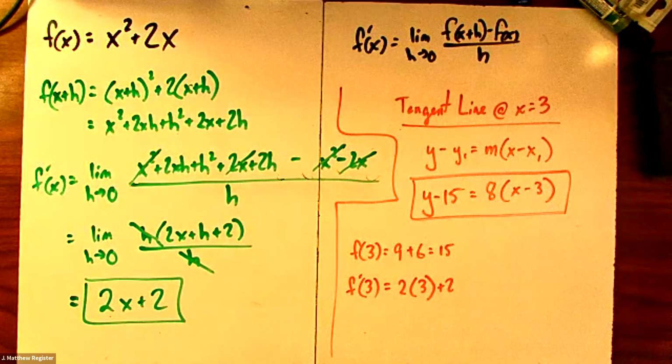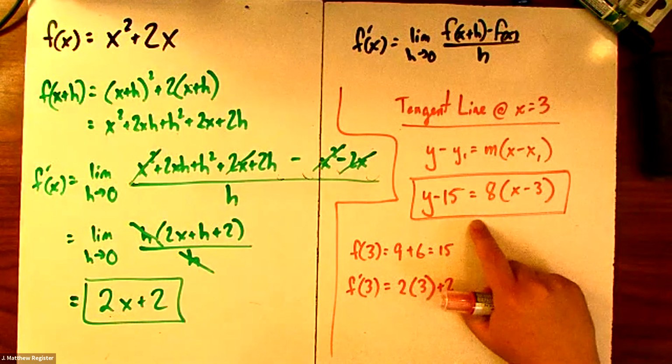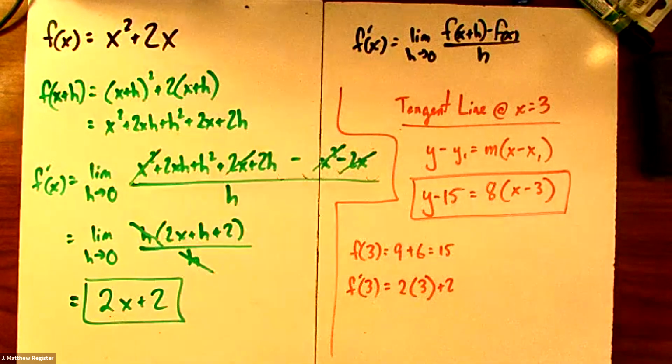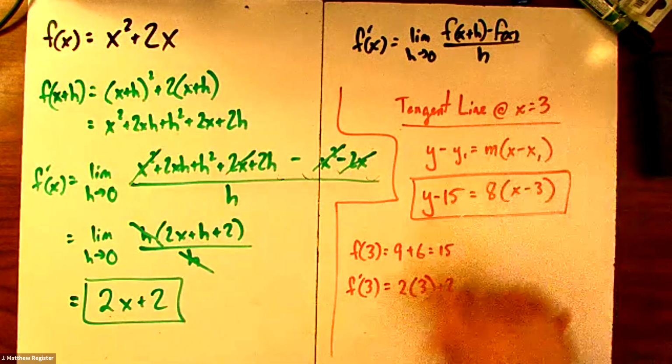And that right there is the equation for the tangent line at x equals 3. If you want, you can put this into slope-intercept form. All you'd have to do is just solve for y. But if it doesn't say you have to, this is a great formula for it. This is point slope form. And this is the equation of a line tangent to this curve at the point 3, 15.